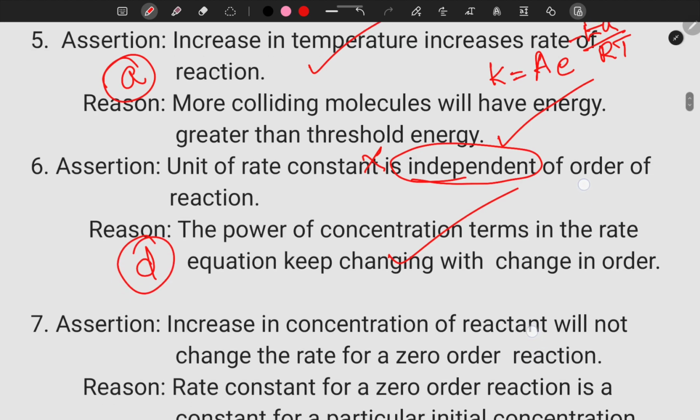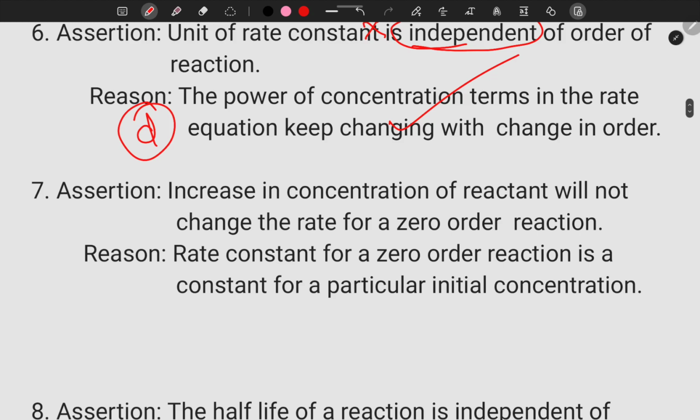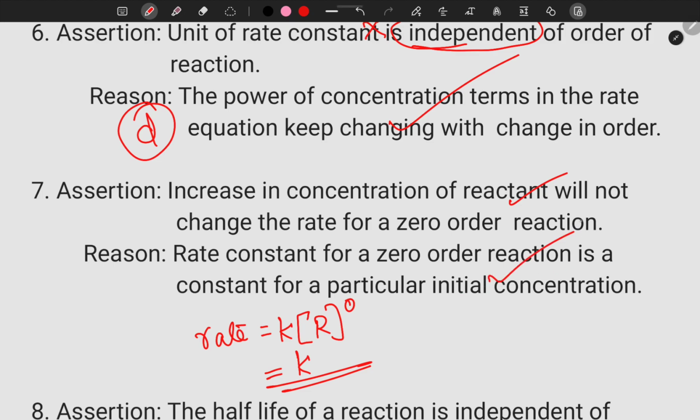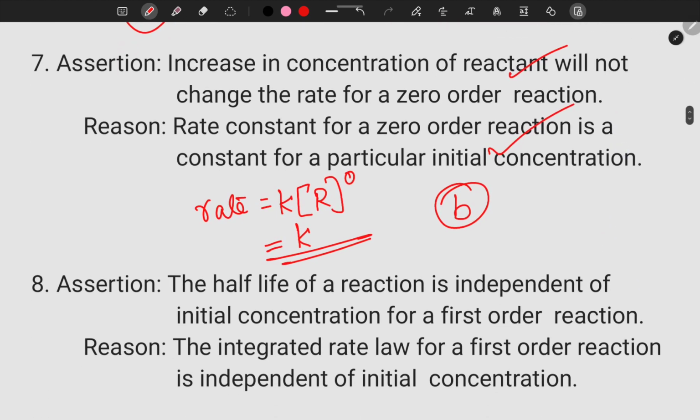Then seventh question: an increase in concentration of reactant will not change the rate for a zero order reaction. That's true, because rate is equal to K into concentration of reactant raised to the power 0 for a zero order reaction. So this statement is correct. And the rate constant for a zero order reaction is constant for a particular initial concentration. That's also true, but the reason is not the correct explanation of the assertion. So our option is B. Assertion and reason are both correct statements, but the reason is not the correct explanation of the assertion.